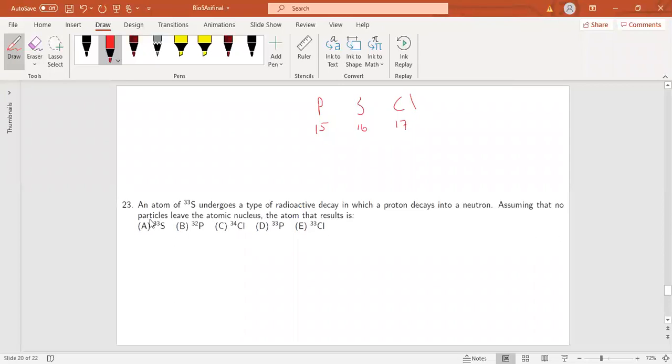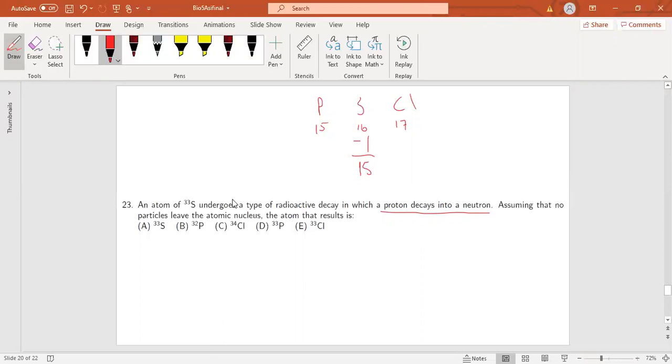So 23 is asking, an atom of 33 sulfur undergoes a type of radioactive decay in which a proton decays into a neutron. Assuming that no particle leaves the nucleus, what atom results? I drew out the periodic table here. We go phosphorus, sulfur, chlorine, and these are the atomic numbers. They indicate how many protons each element has. We're looking at sulfur here, and it has 16 protons. And it's saying that a proton decayed into a neutron, right? So we're going to lose one proton, and it's going to become 15.